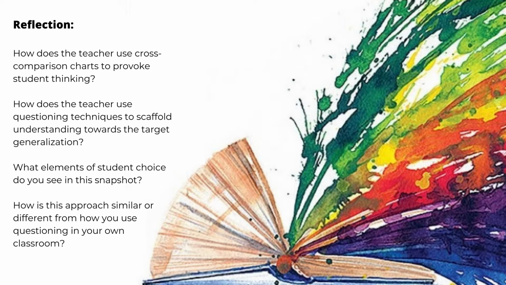At the end of the snapshot video, I asked you to reflect in your journal on the following questions. How does the teacher use cross-comparison charts to provoke student thinking? How does the teacher use questioning techniques to scaffold understanding towards the target generalization? What elements of student choice do you see in this snapshot? And finally, how is this approach similar or different from how you use questioning in your own classroom? I hope you had a chance to jot down some of your ideas.